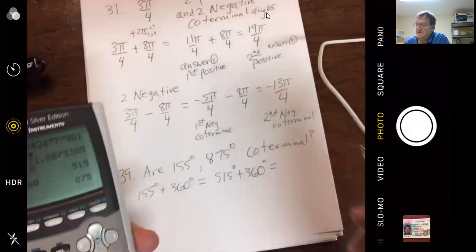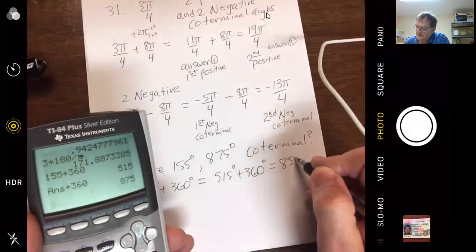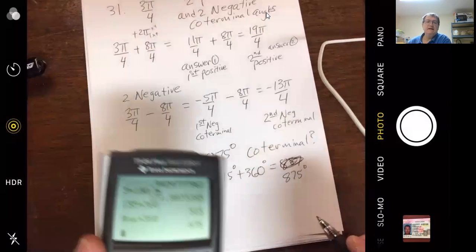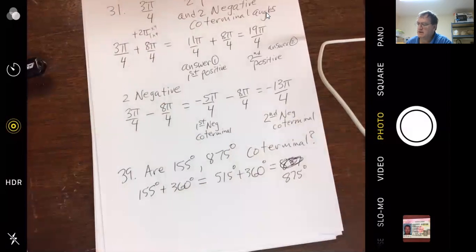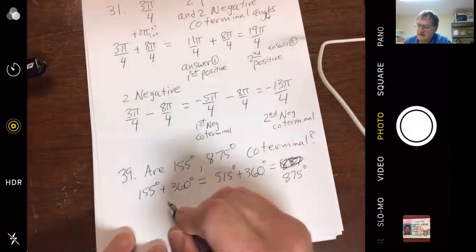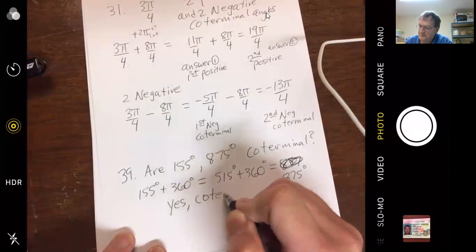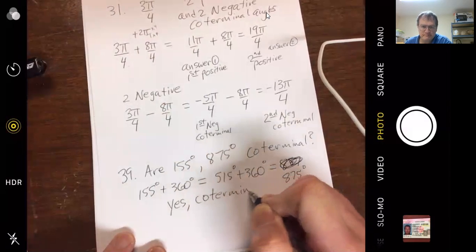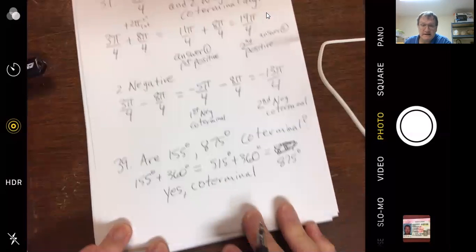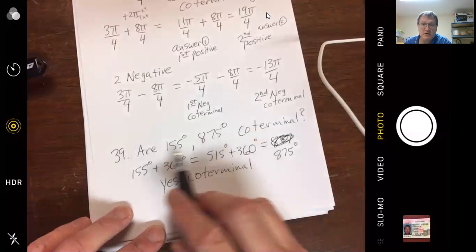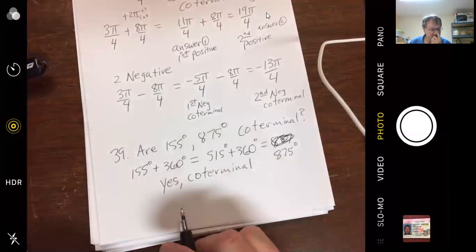And I'm at 875. Yep. Dyslexic today, 875 degrees. Yes, coterminal takes 2 times around to get to it, but yes, coterminal. You could have also started at 875 and subtracted 360, and you'd have come up with 155. So you can do it either way.